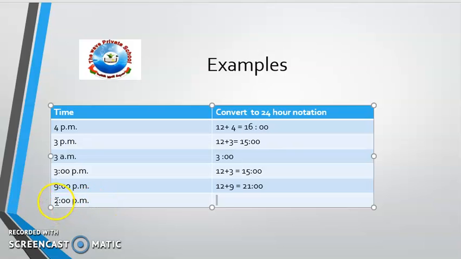So here you can see that 2 p.m., you have to convert this in 24-hour notation. How will you convert it? You have 10 seconds to do it. Yes, your time starts now.